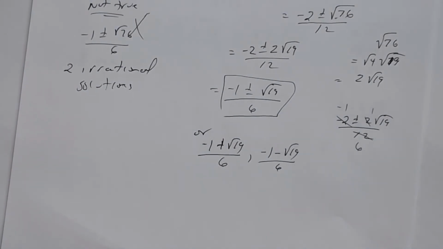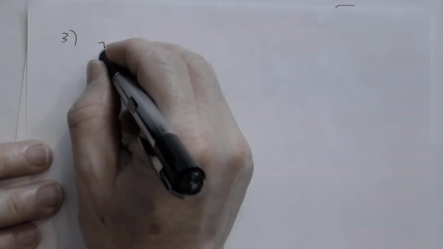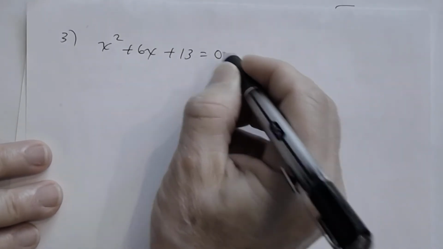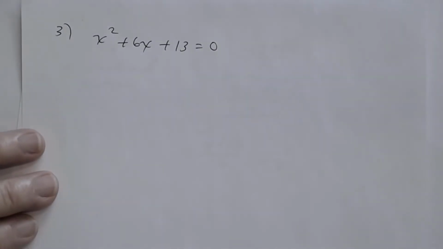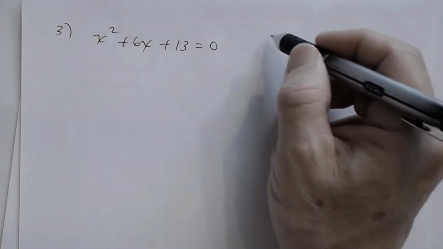Let's look at number 3. So let's suppose in number 3, I had this. Number 3, I have x squared plus 6x plus 13 equal 0. So x squared plus 6x plus 13 equal 0. Okay, so it's already in standard form.